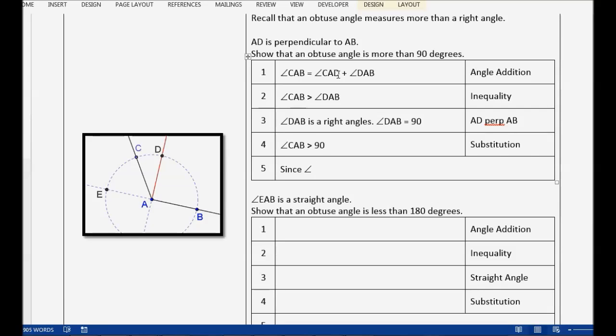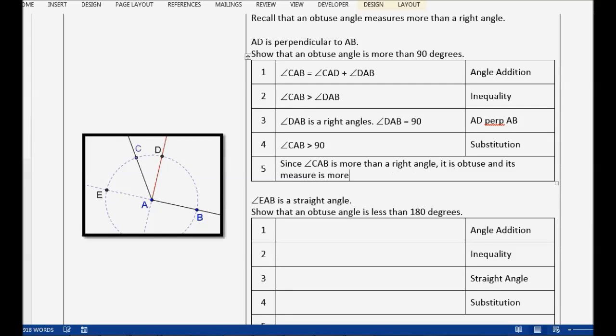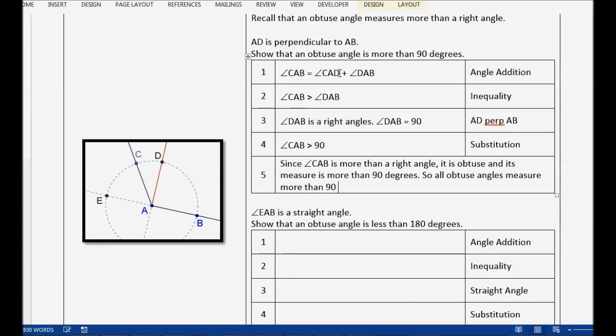Since angle CAB is more than a right angle, it is obtuse, and its measure is more than 90 degrees. So all obtuse angles measure more than 90 degrees.